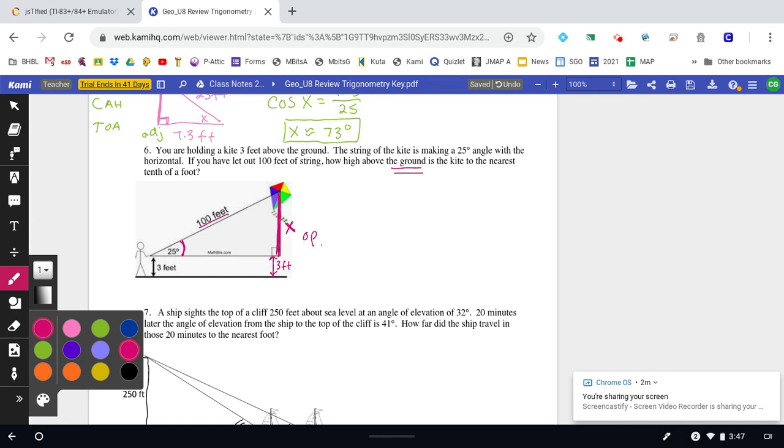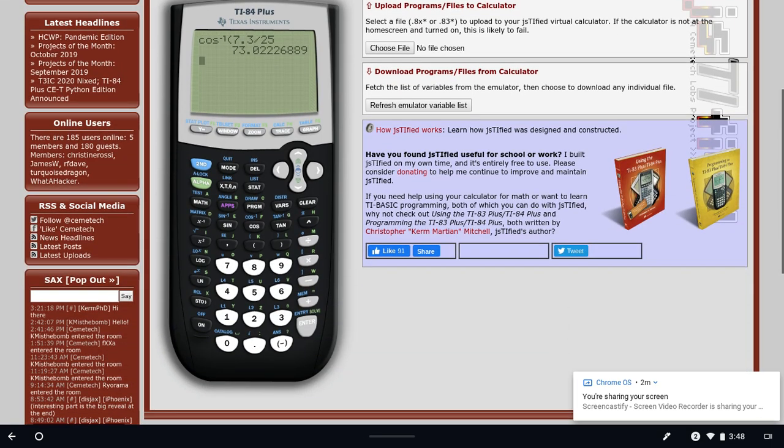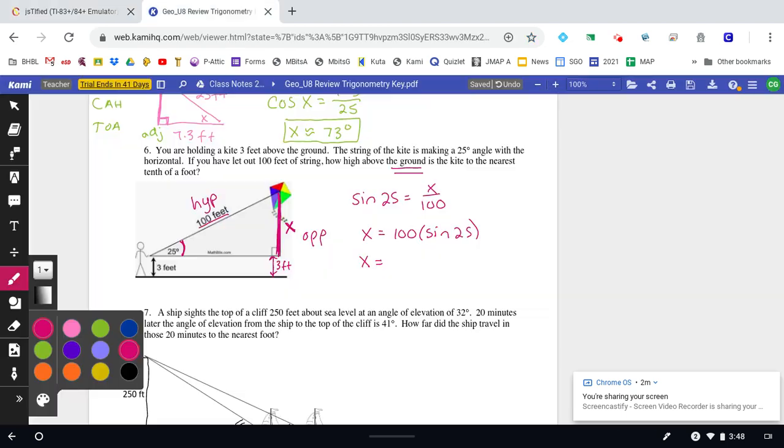Okay, so this is going to tell us we have an opposite. We have a hypotenuse giving us our sine function. So sine of 25 degrees gives me my opposite over my hypotenuse. Cross multiply. Pull out the calculator. 100 times the sine of 25. All right, and we get about 42.3 feet. Now we have to add this 3 in there. So the actual height is going to give us 45.3 feet, because we add our 3 there.